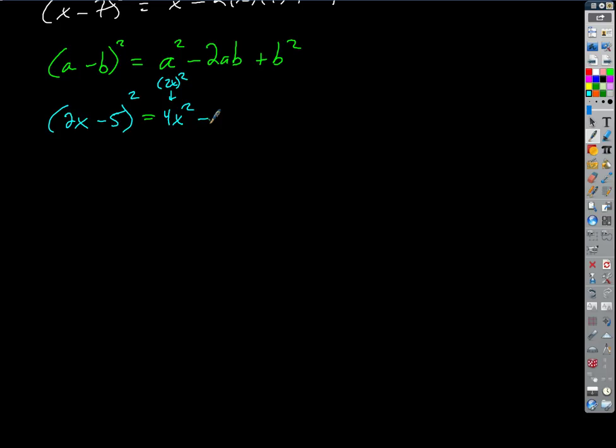Good. That's what I got. So I get negative 2 times 2 times 5 is 20x, right? Okay. And then plus 25. I actually did 2 times 2 and then 4 times 5 to get my negative 20x. That's fine. Same thing. You have to multiply in pairs, don't you? Right? Okay.